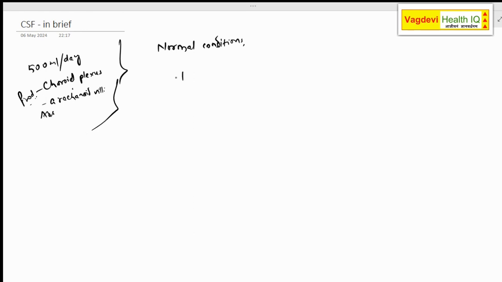But if there is an obstruction to free flow of CSF, what will it cause? Hydrocephalus. But don't you think hydrocephalus will have raised intracranial pressure along with it, right? So, plus raised ICP.